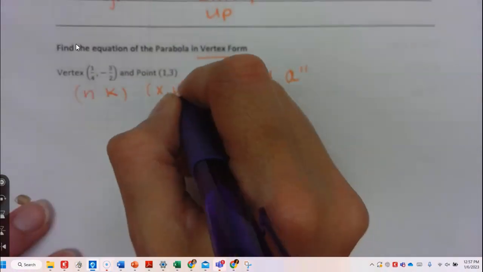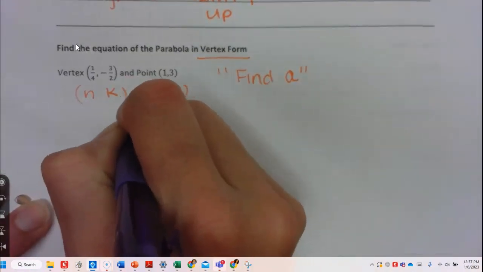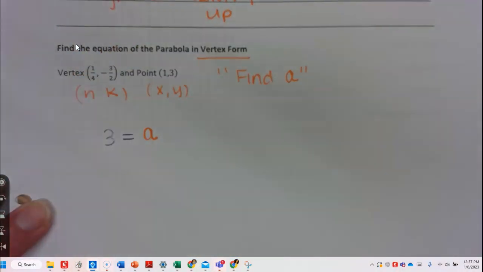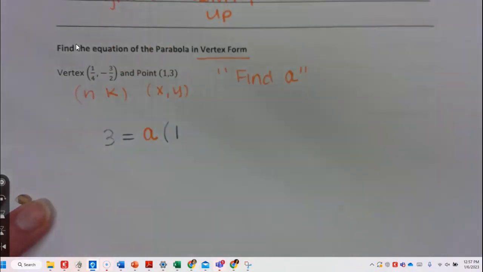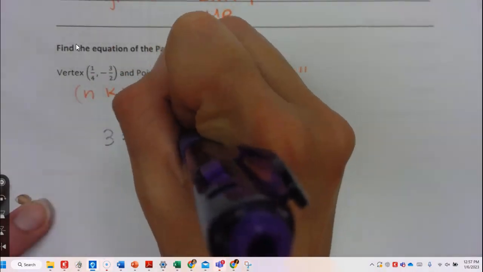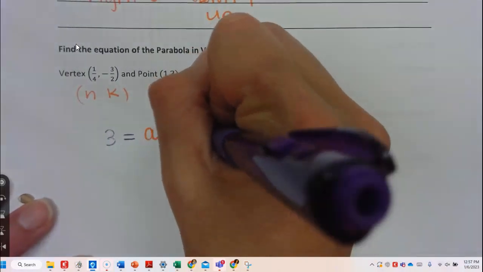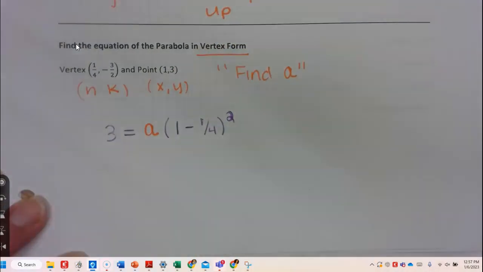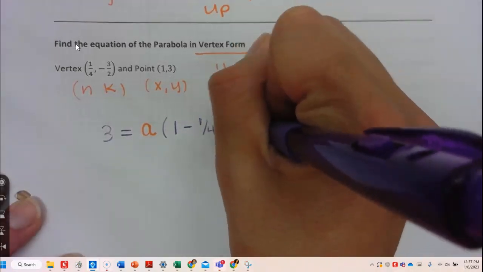So we're going to say that Y is 3 equal to, I'm going to look for A. I'm going to plug in 1 for X. I'm going to subtract, because that's my formula, my H, which is 1/4. I'm going to take that answer and square it, and then my K is -3/2.